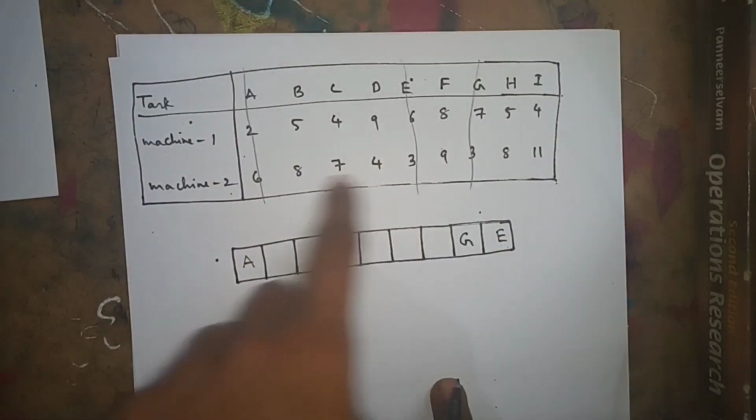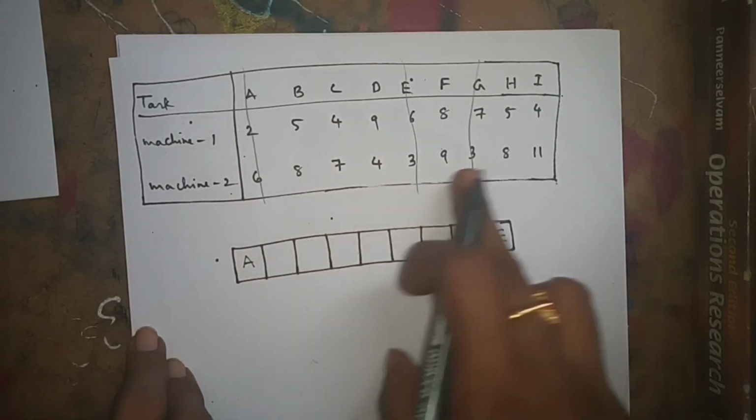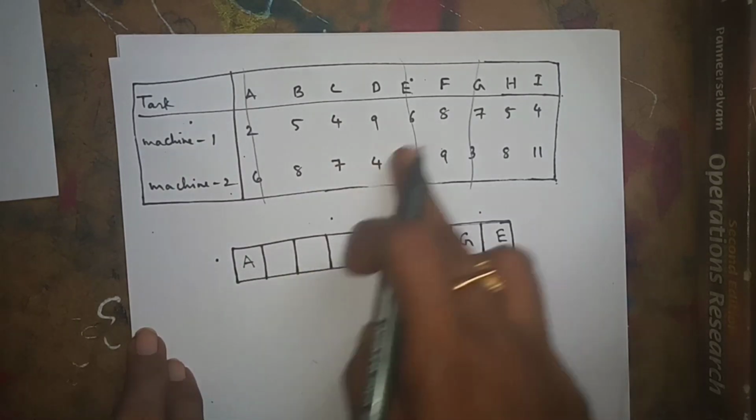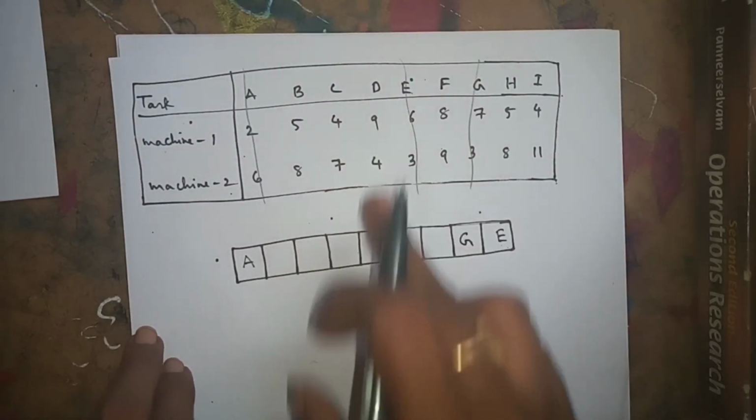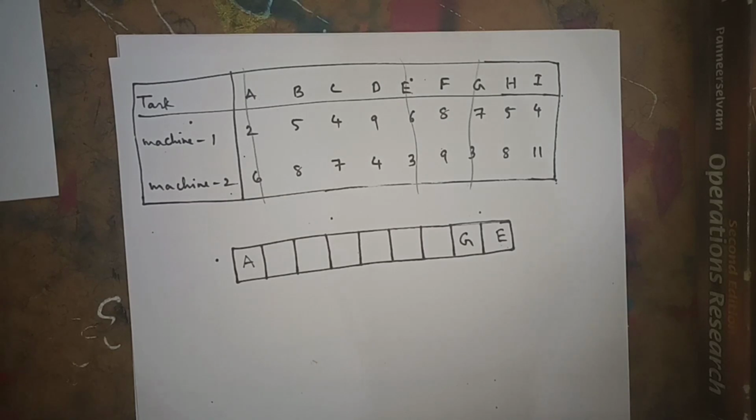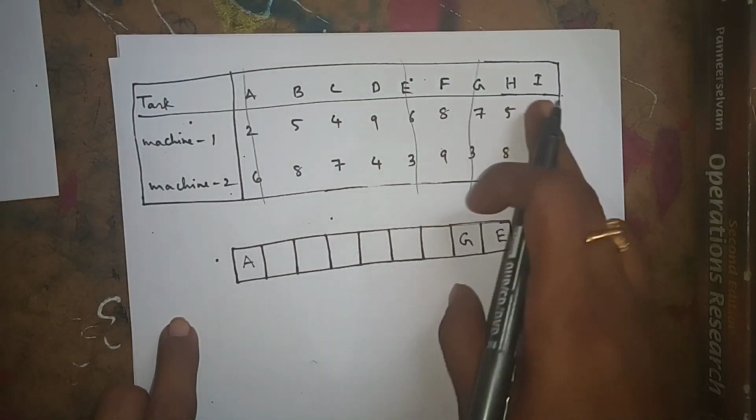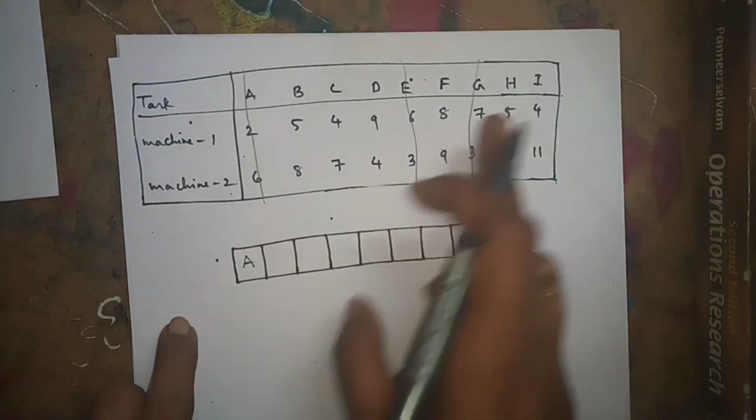The next, out of the remaining, the most minimum is 4. 4 occurs how many times? 3 times. The next minimum is 4. 4 occurs 3 times. Now 2 4s occur on machine A. First we will see machine A.